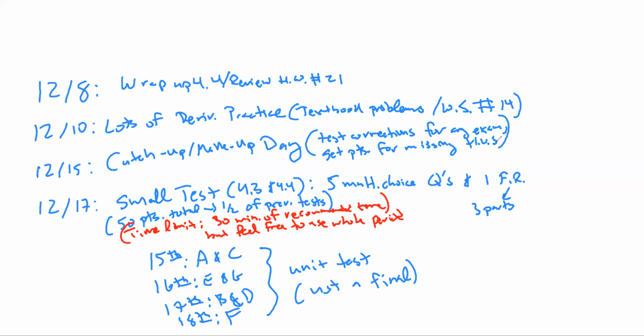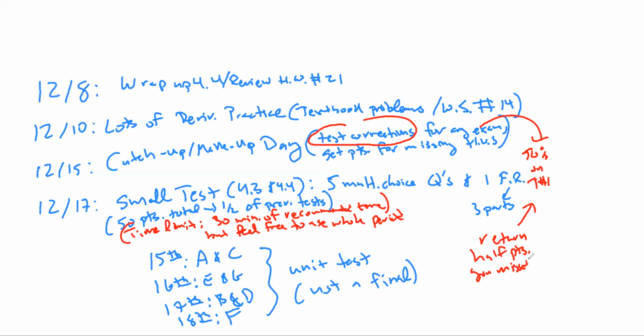I'm also going to put this as an assignment in Schoology, at least the test corrections part. And you can do it for any exam. So say, for example, you got 90% on test number 1. I'll give you back half the points you missed. So I'll give you back 5%.